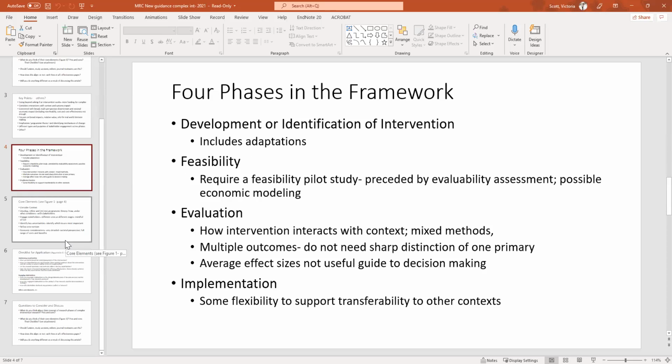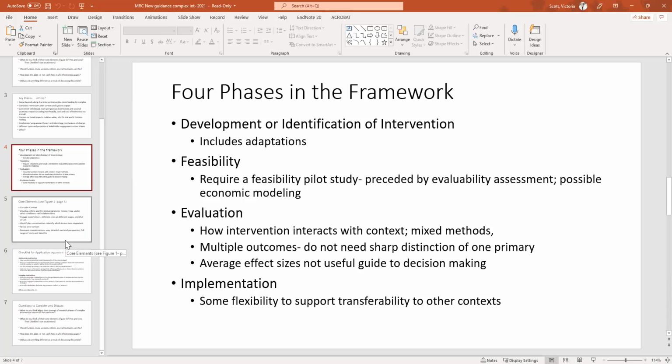They're a little different. They talk about development and/or identification of the intervention. And as I noted, often that involves adapting an intervention. A second explicit phase that they're almost mandating, as I read it, although this will be an interesting discussion, is they're almost saying they require a feasibility pilot study.